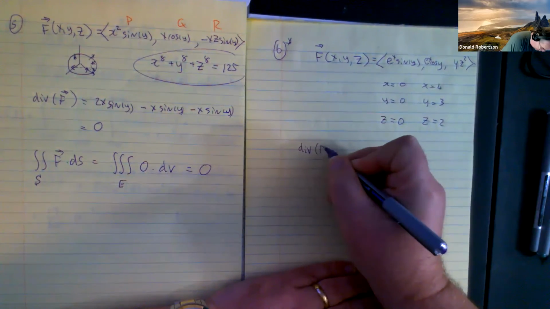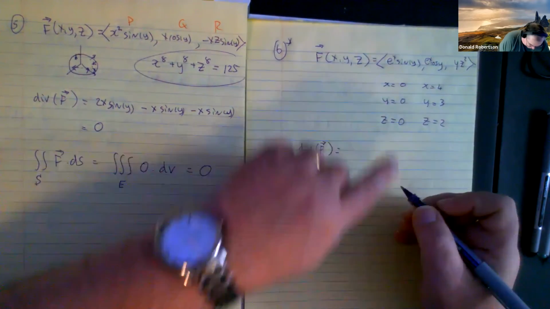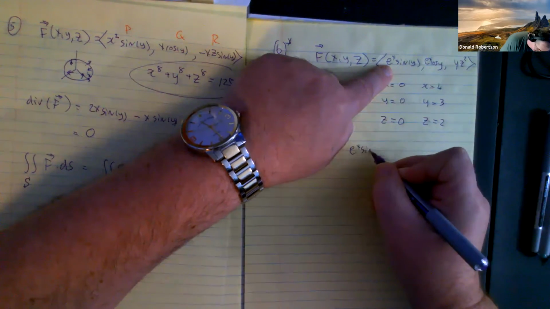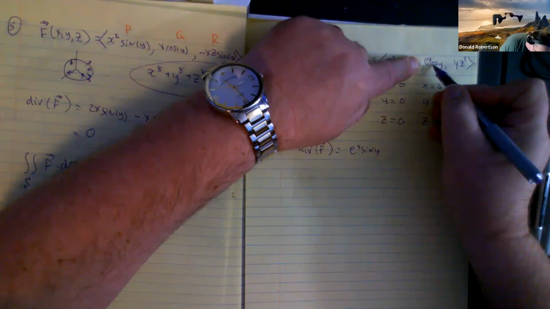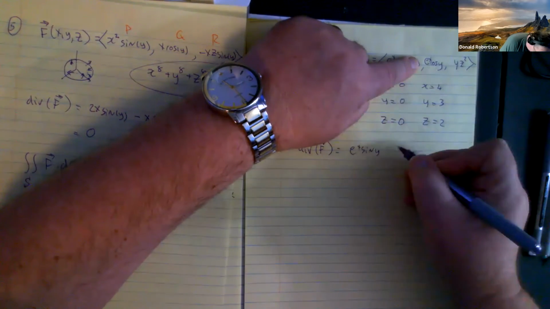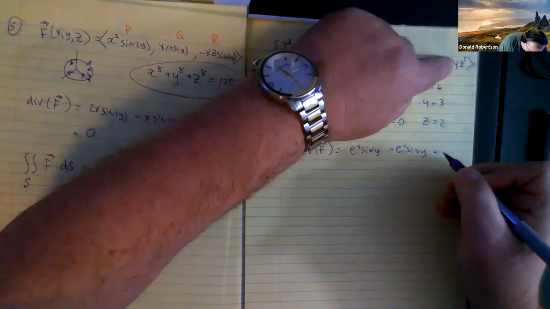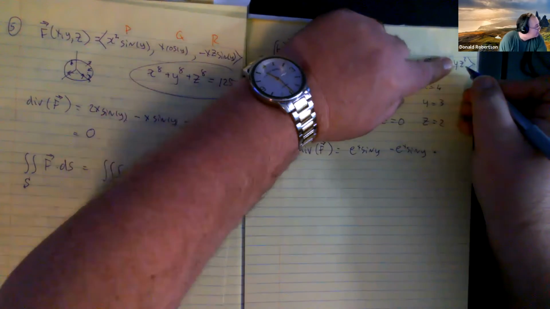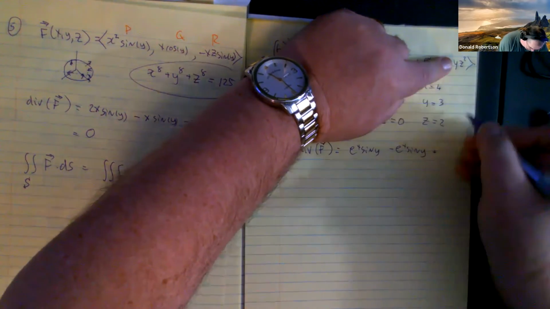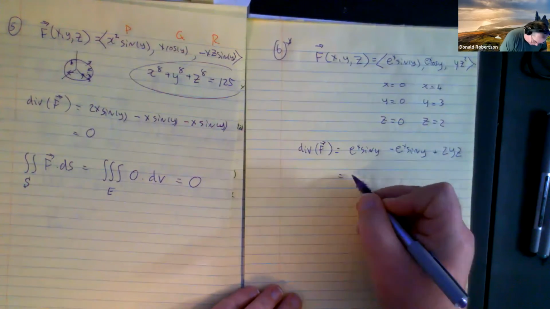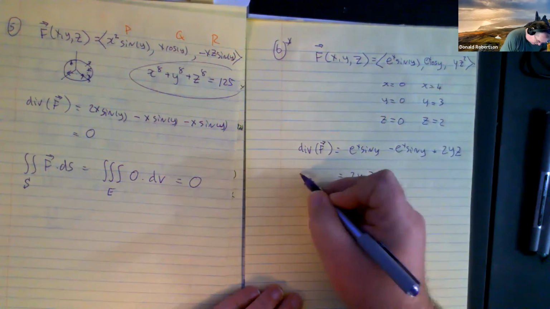So the divergence is the derivative of this with respect to x plus the derivative of this with respect to y plus the derivative of this guy, make sure it's the right guy, with respect to z. And we get that guy.